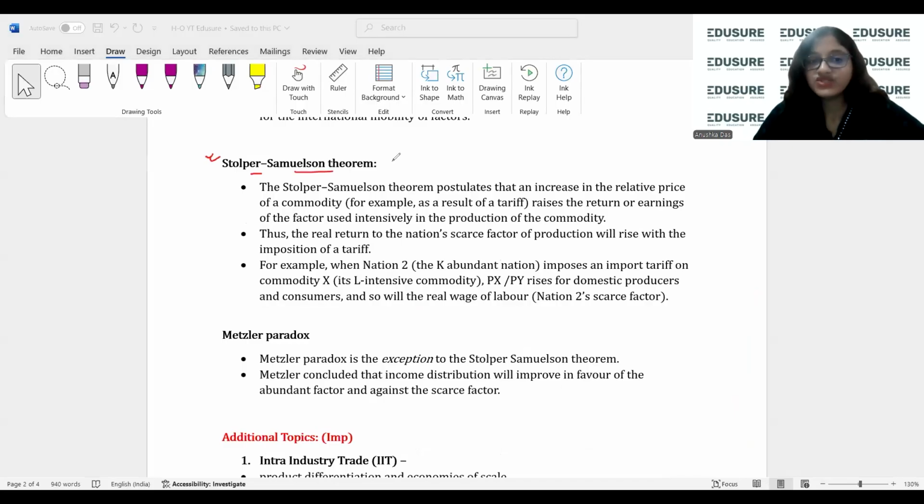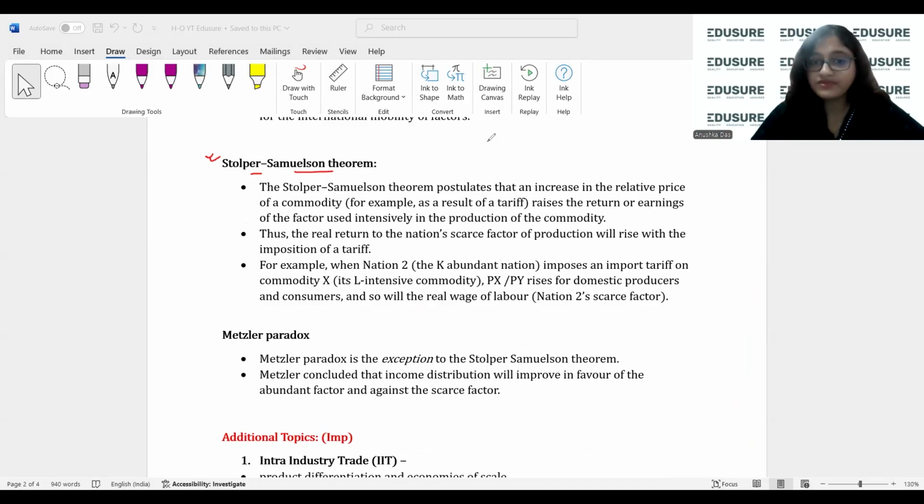So next up, we have the Stolper-Samuelson theorem. In this note, you will find all the important topics that you need to do. If you are watching me on YouTube, please, in your free time, read about all these topics in detail. Here I am just giving you a quick overview of what you need to do and in what depth.